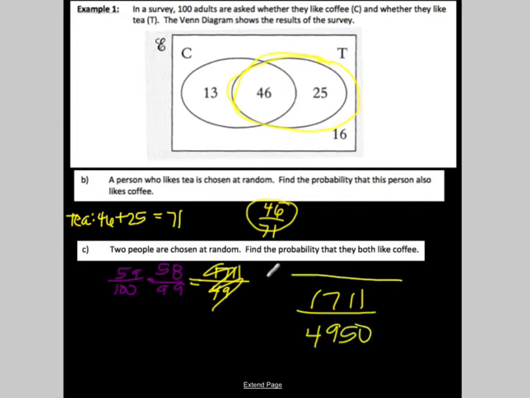So there is my answer simplified as a fraction. Okay, that is it for what we are talking about for Venn diagrams. Now we're going to go ahead and move on to weighted averages.